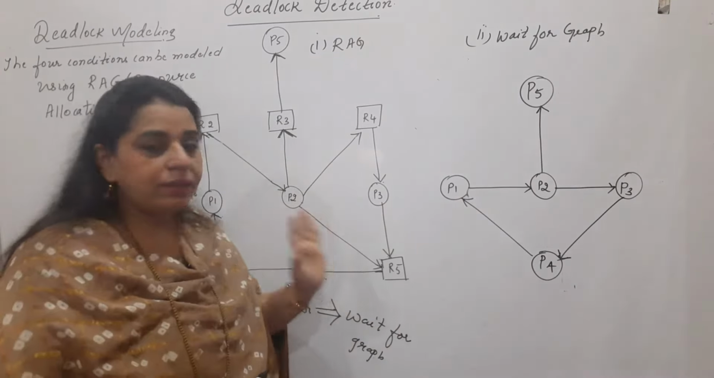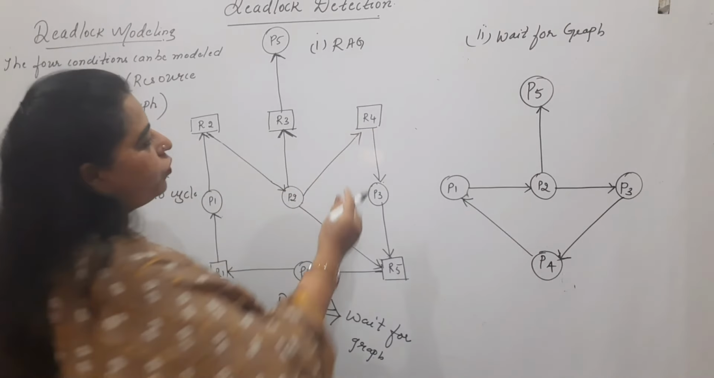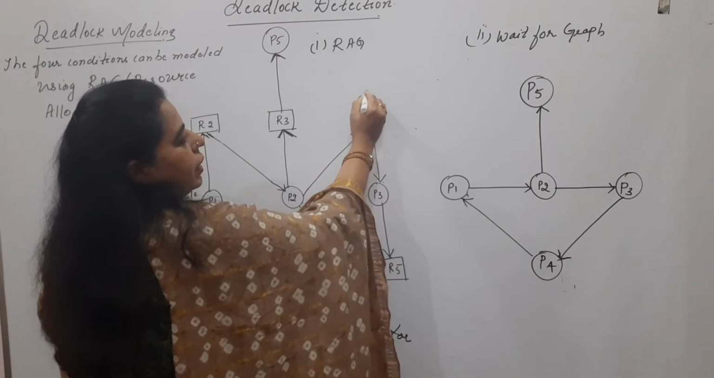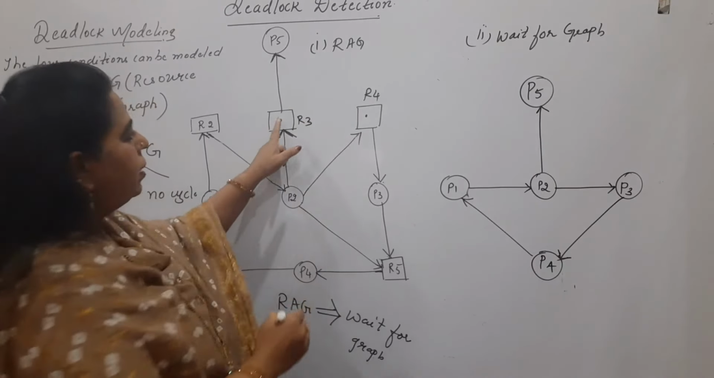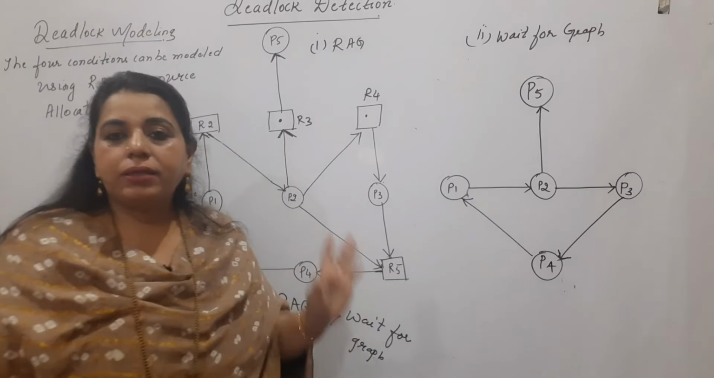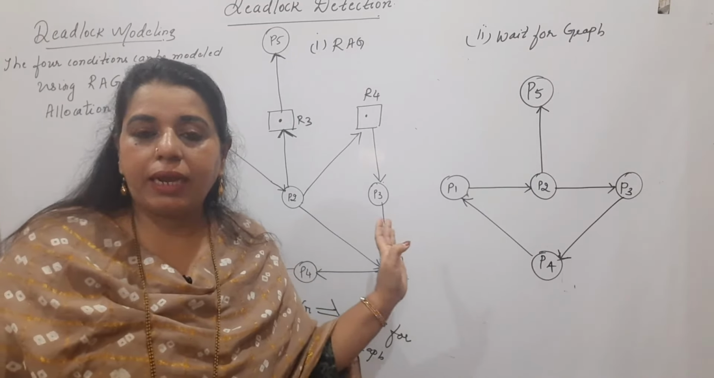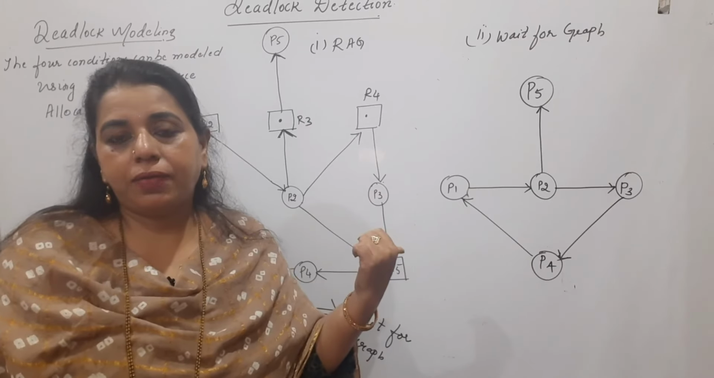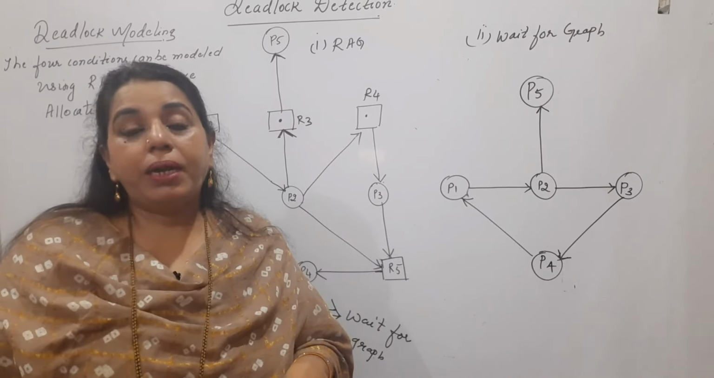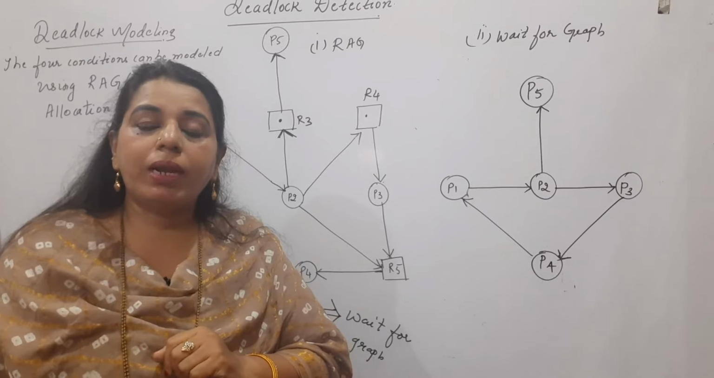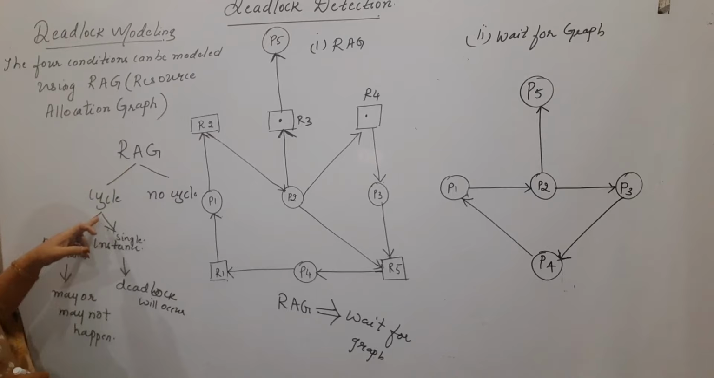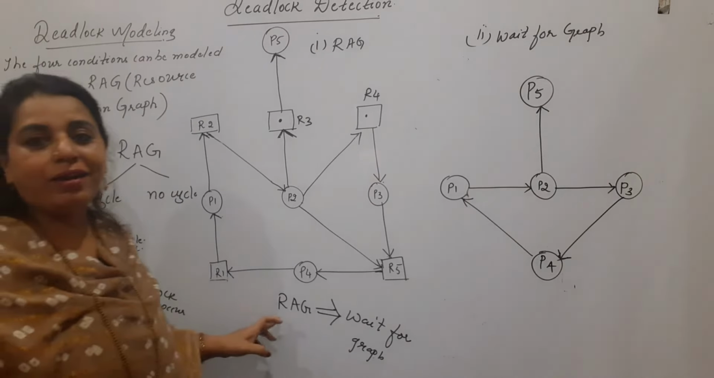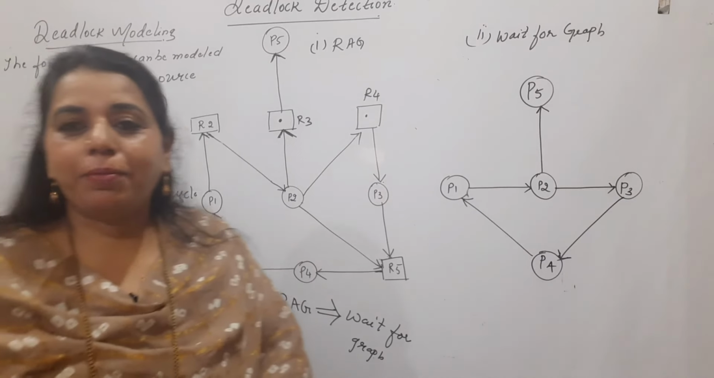In this example, there is a single instance. See, if I am writing R4, it is as good as a dot and R4. If I am writing R3, it is a dot and R3. So there is one single instance of the resource. As long as you have a single instance of the resource in a graph, you can easily carry it out by just observing the graph. But it is difficult when you have multiple instances. That's the reason, if you have multiple instances, it may or may not happen. So we have to check whether deadlock will occur or not. That will be the topic in my future sessions.